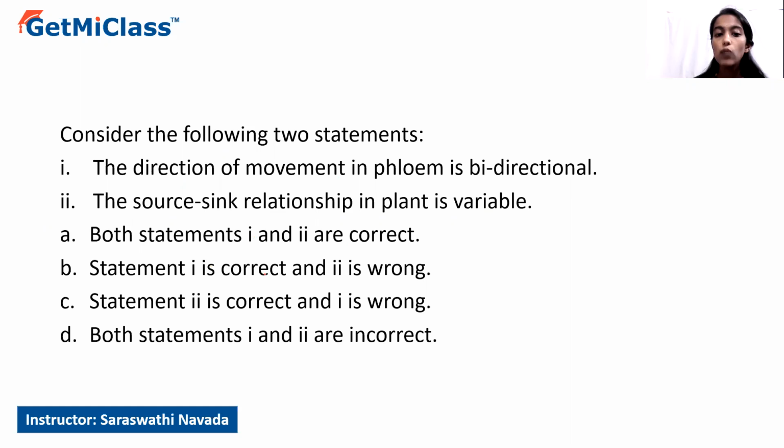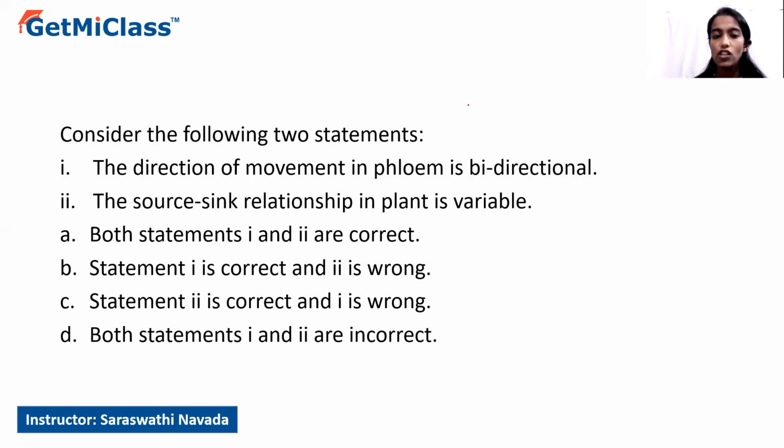Option B, statement 1 is correct and 2 is wrong. Option C, statement 2 is correct and 1 is wrong. And option D, both statements 1 and 2 are incorrect. So if we look into these statements, the direction of movement in phloem is bidirectional.